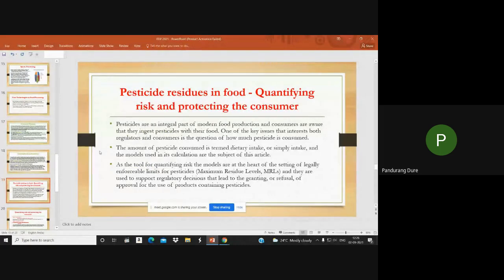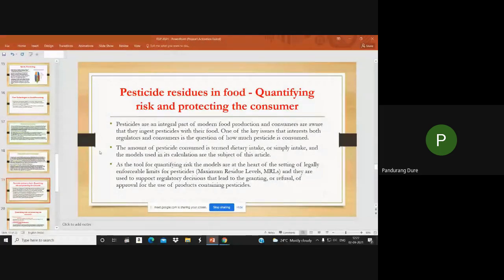Now, day by day the demand for fruits, vegetables, and grains increases. So farmers are adopting different practices for increasing their whole production. In that, they are using pesticides and weedicides, so that residue remains in the food.